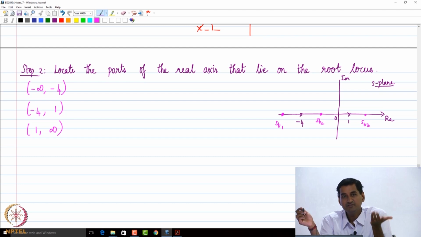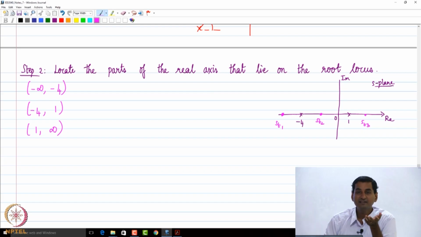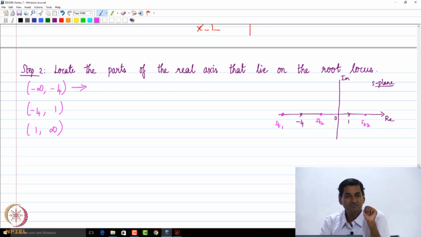Now the question is which of these points lie on the real axis, right. Once again you need to apply the angle condition. So if I take test point ST1, which is in the region -infinity to -4, do you think the angle condition is satisfied? No, right. Theta 1 is 180, theta 2 is 180 degrees. So it becomes an even multiple of pi. So this region does not lie on the root locus.